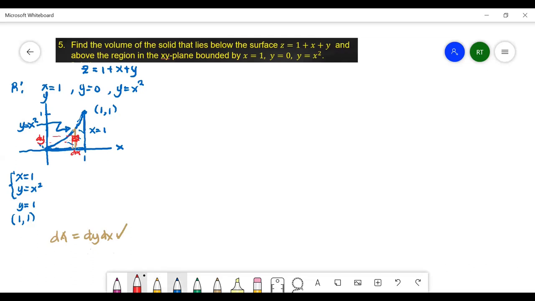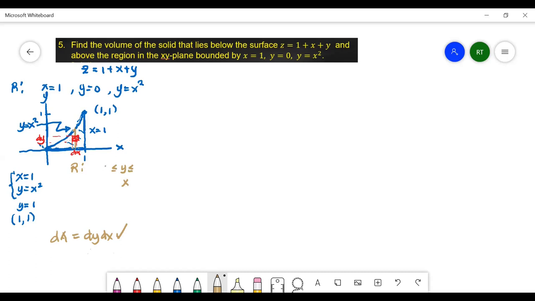Okay, let's make it faster. So we can now have the region R and get the interval of y and x. Let's start with y because we are using the order dy dx. The inner variable of integration is y. So y will go from where? From bottom to top. So y will go from?